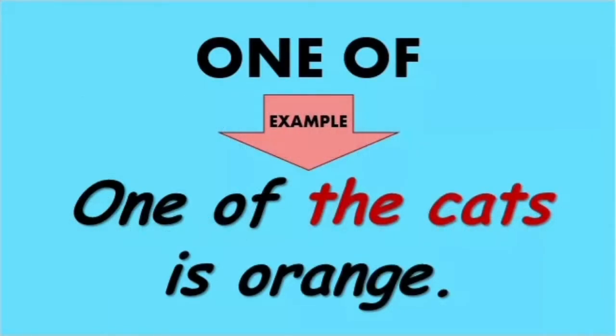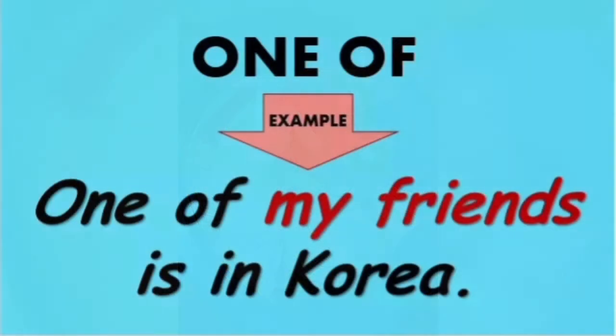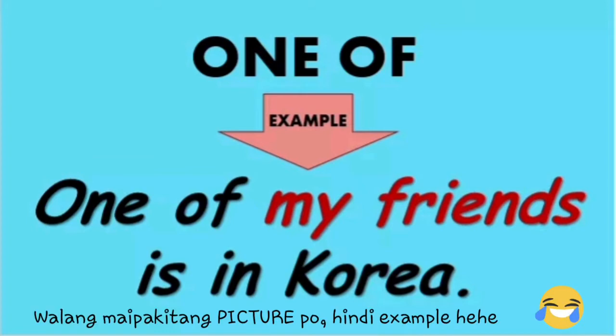Example, one of the cats is orange. So, maraming cats, ang isa sa kanila ay orange. Ayan. Yan yung mga pusa namin. One of the cats is orange. Another example, one of my friends is in Korea. So, wala akong maipakitang example kasi gawa-gawa ko lang to eh.